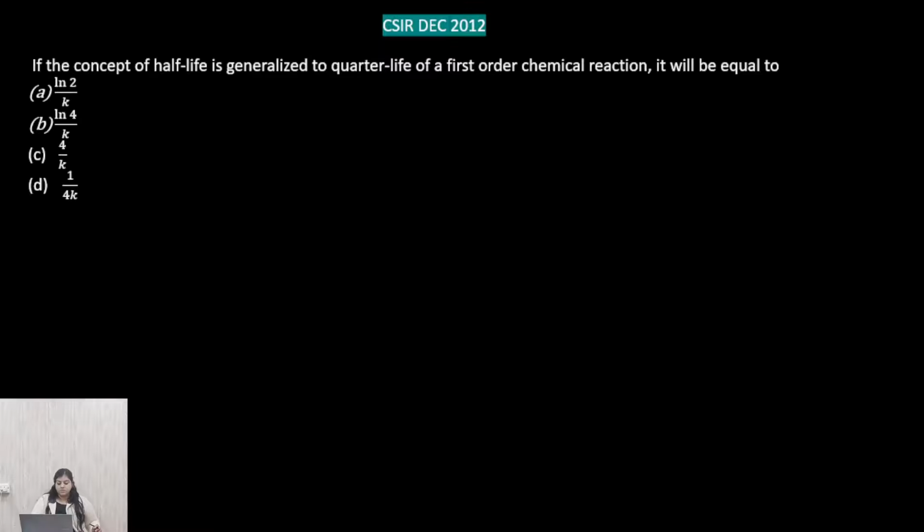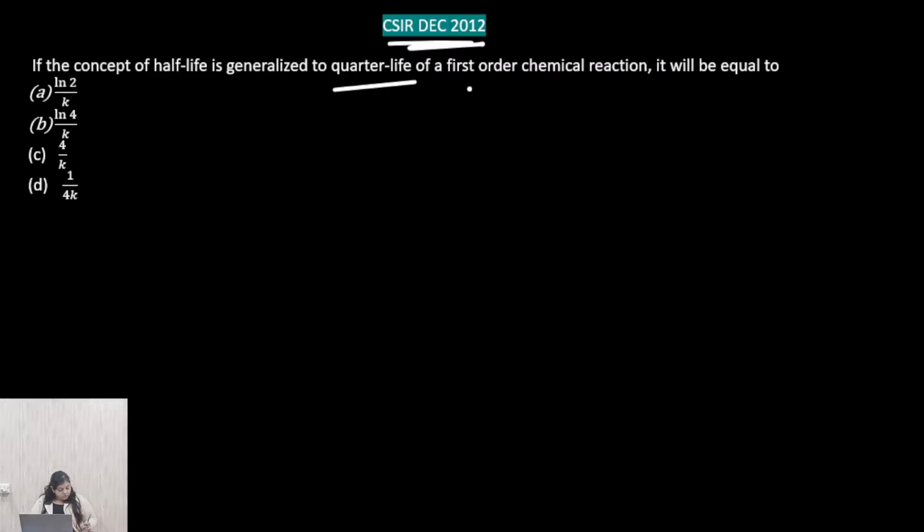Okay. Next one we have is this. So these all were the questions from your June exam that was conducted in 2012. Now we are starting with the December 2012 exam. The question says, if the concept of half-life is generalized to the quarter life of a first order reaction, it will be equal to. So in 2011, for zero order kinetics, its half-life was asked. Now they are asking about the quarter life, but of the first order reaction. So you can see the concepts are just similar, only the order of reaction they have changed. Half-life was asked, now it is the quarter life they are asking.